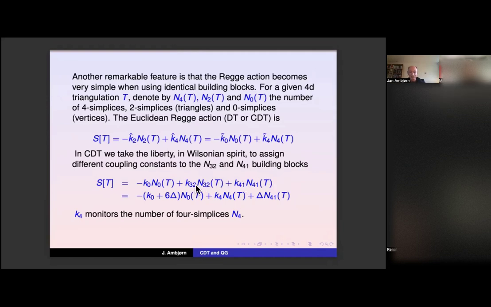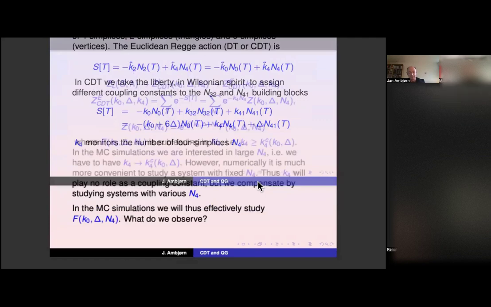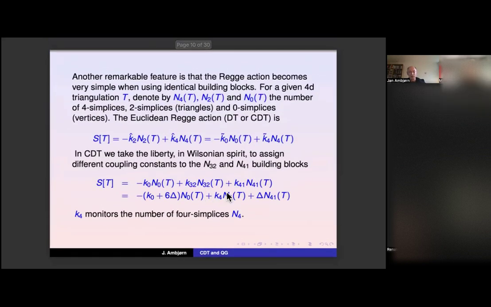And historically, we didn't use these coupling constants, but we introduced a Delta and a K4, which are linear combinations of these, such that the action could be written like this. And this Delta, if it's put to 0, then we just get this action up here. And if it's different from 0, it will give a relative weight to the case 2-3 relative to 4-1. And K4 here, this constant just monitors the number of 4-simplices.